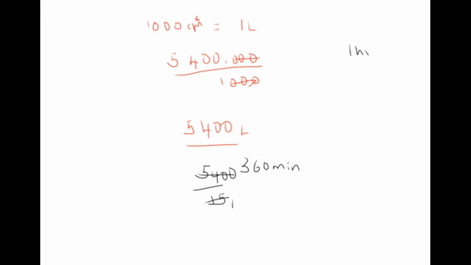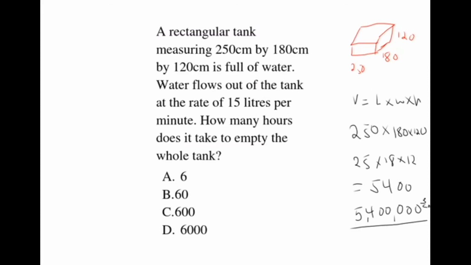Then these 360 minutes, convert them into hours. 1 hour is equivalent to 60 minutes. Therefore, for us to convert this 360 minutes into hours, we take 360 divided by 60. Simplify, this 0 will cancel with this 0. 36 divided by 6, we get 6. Therefore, it will take 6 hours. Therefore, our correct choice is A, 6 hours.